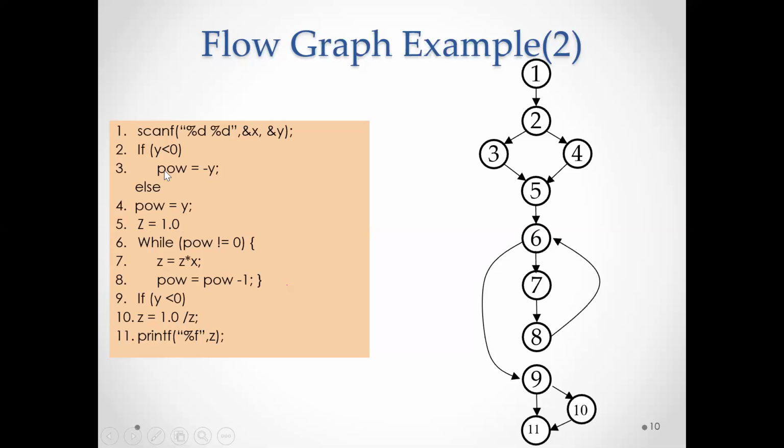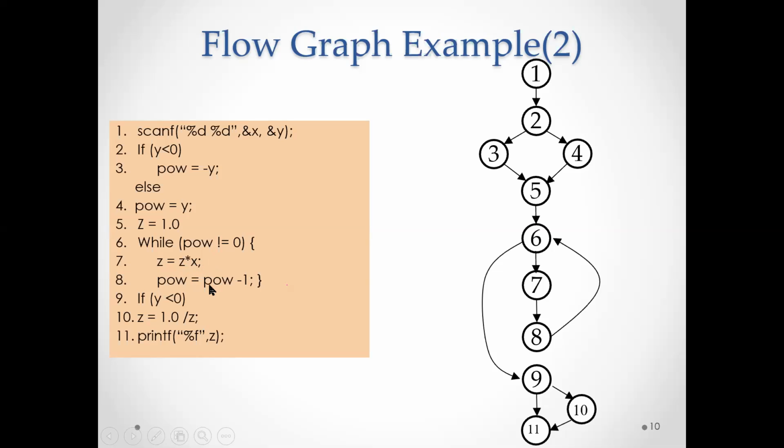If y is less than 0, whatever the power variable that you are having, that will be equal to minus y. Else, the power variable will be holding the value as y itself directly. While power is not equal to 0, that means it has some value other than 0, then z is equal to z into x. Don't worry about the logic behind it. Worry about only one thing, that is how it will be executed. So this is how it will be generating the power of that particular variable.